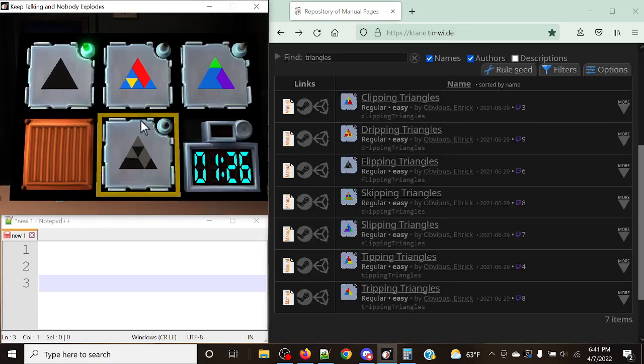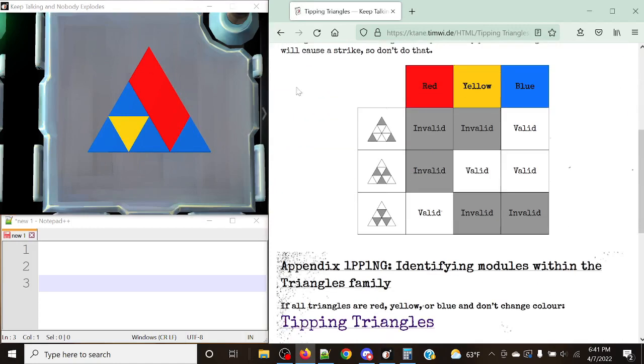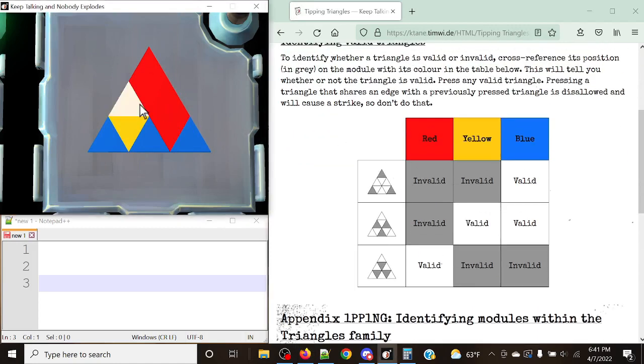Let's take a look at the tipping. So now let's take a look. We have red up in the topmost. That's invalid. We have blue in this middle left position. That is indeed valid, so we're going to be hitting that. Now we're going to ignore this red and this yellow because they are adjacent. They share an edge with that blue that we just pressed. So we're going to be going over to this position, in this case being red. That is invalid. We're going to ignore you. Next up, the bottom left position is right over here, and it's blue. That is valid. Okay, that's good.